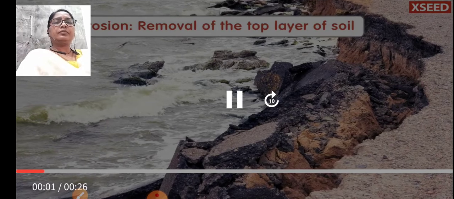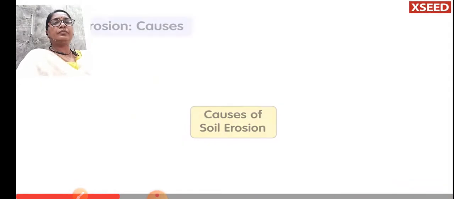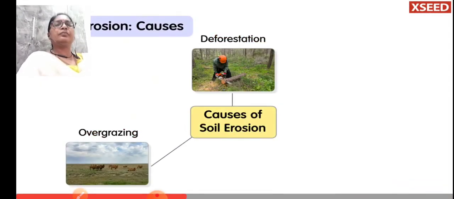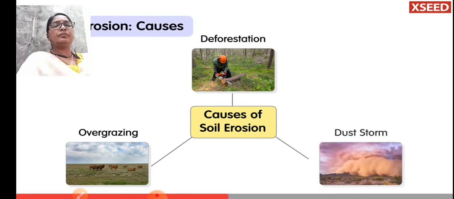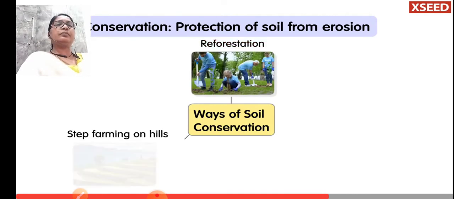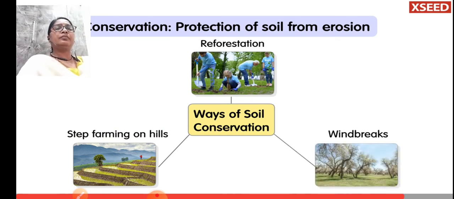Soil erosion is the removal of the top layer of soil. It is caused by deforestation, overgrazing, improper farming methods, heavy rainfall, and winds. We can conserve soil by reforestation, step farming on hills, avoiding overgrazing, and making windbreaks.